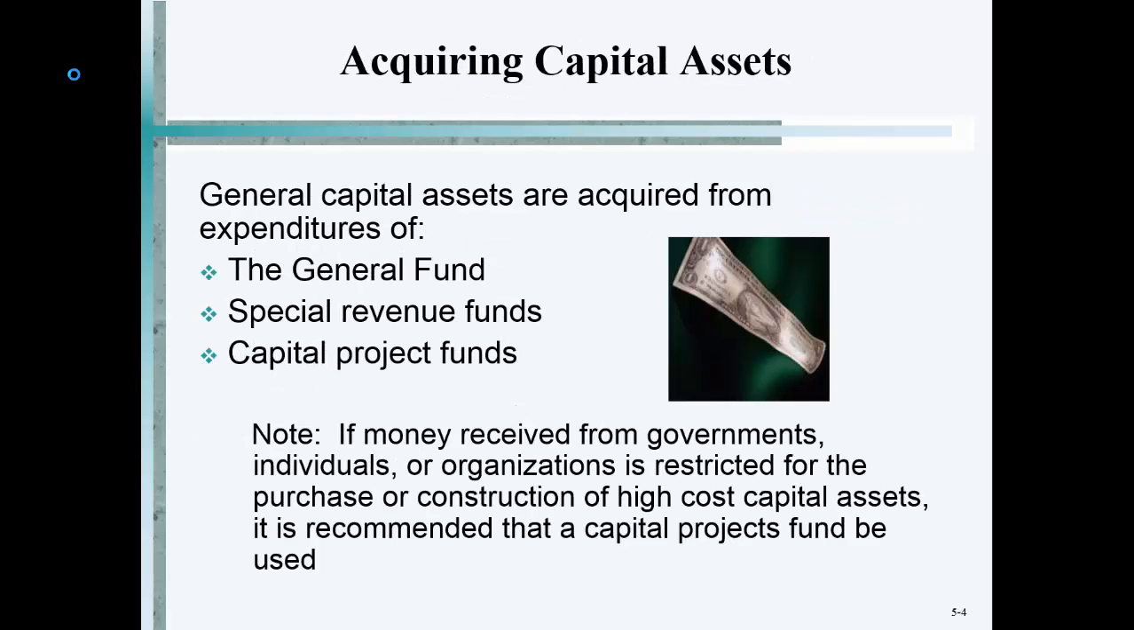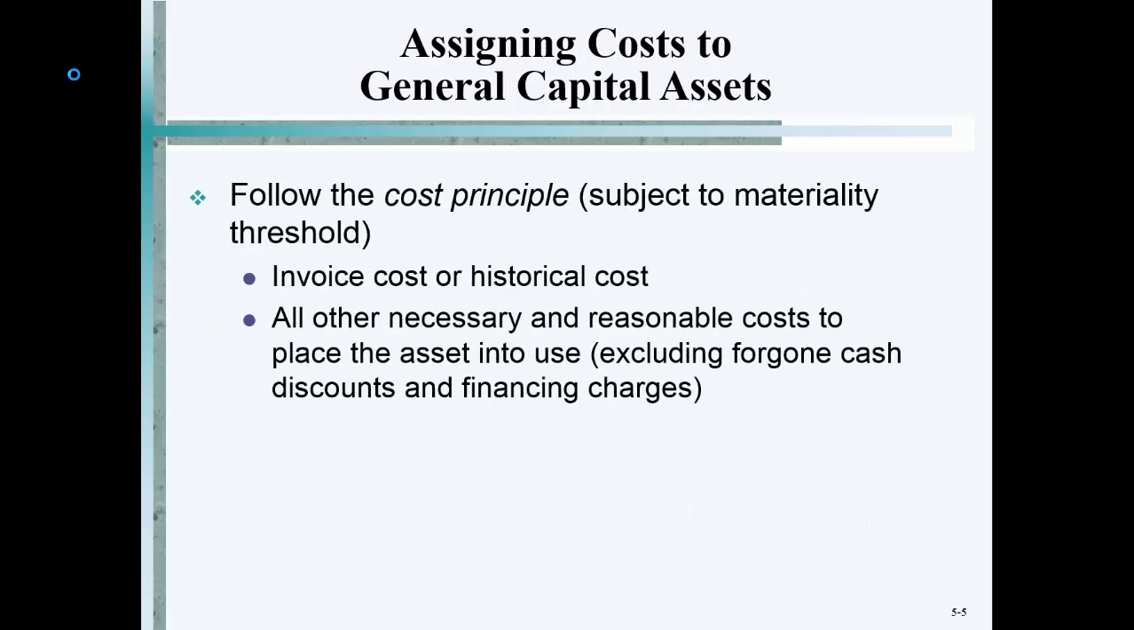Okay. All right, good. Now, you take a look, and we have our construction of our assets, which we'll keep track of in this capital project fund. And we're going to see that the general fund's not going to be talked much about here. Special revenue fund, not that much either. But they could all acquire assets. Okay. Now, we come over, and we will use the cost principle, just like you do in commercial. The invoice cost plus what?